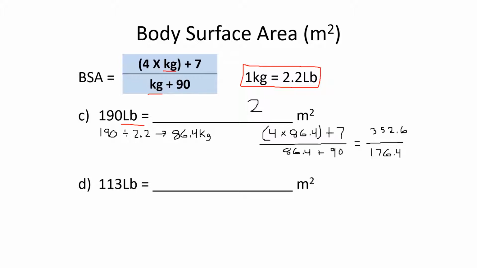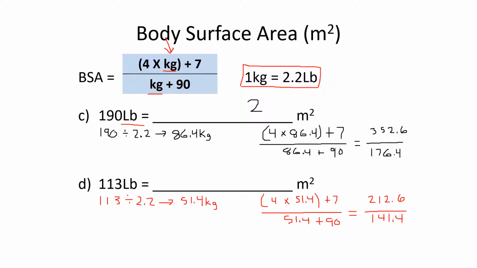All right, pounds. Remember, you've got to be in kilos. They want kilos, so units are important. So 113 pounds is about 51.4 kilos. Then we'll plug that in for our kilogram value. Simplify, and we get about 1.5 square meters. This is important because to find cardiac index, we need body surface area: cardiac output over body surface area.